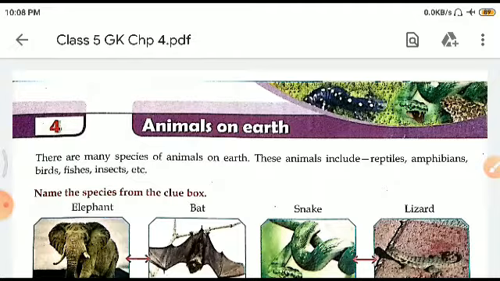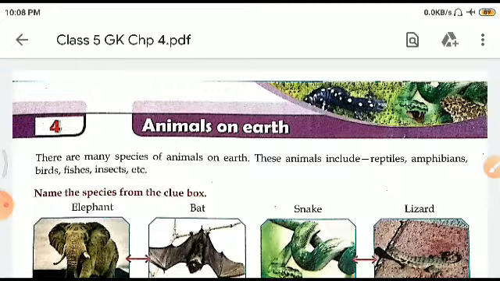Now, there are many species of animals on earth. These species include reptiles, amphibians, birds, fishes, and insects. These are some of the categories into which these animals are divided. Now, reptiles basically are those animals which locomote while moving on the earth, for example, snakes, right? They locomote with their whole body just moving in contact with the earth's surface.